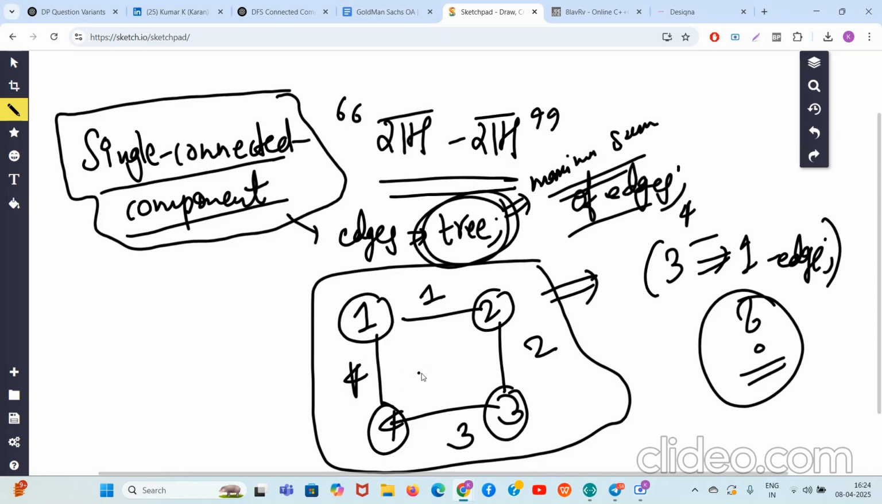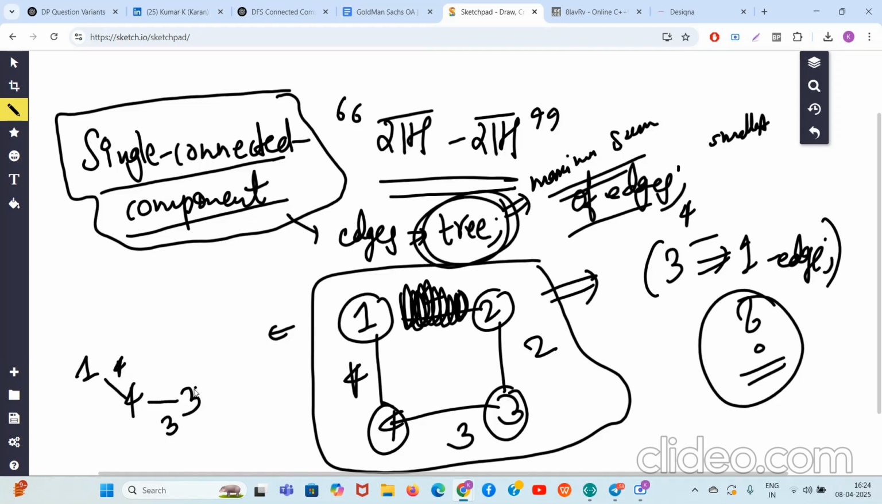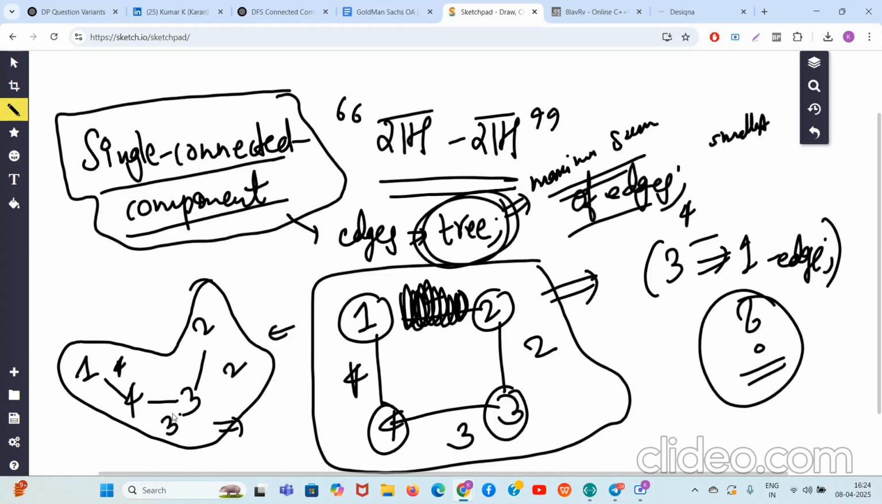So the solution to the problem is that you will remove the smallest edge, this one with the weight 1. Now the tree looks like 1 to 4 of weight 4, 4 to 3 of weight 3. Now guys, whatever tree without cycle we have got now, its sum of edges is maximum: 4 plus 3 plus 2. That is what we call a maximum spanning tree. So guys, did you understand?